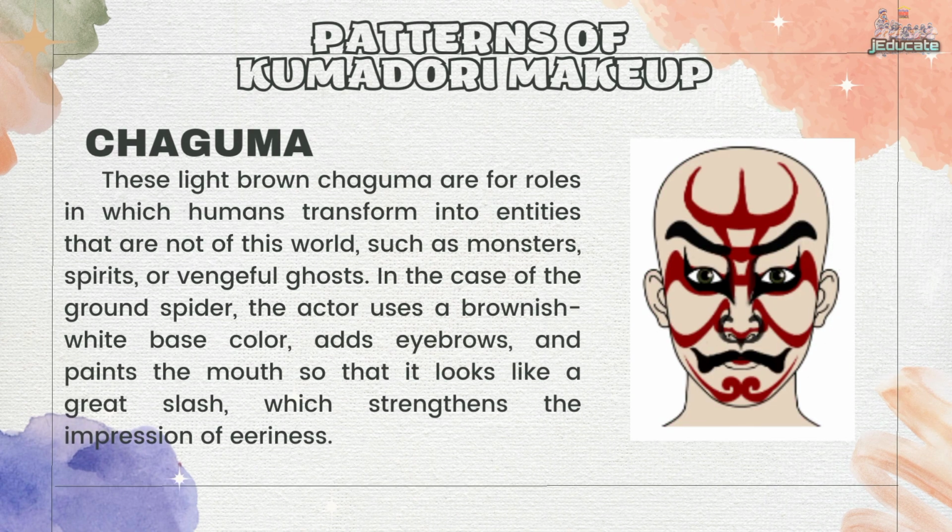Chaguma. These light brown chaguma are for roles in which humans transform into entities that are not of this world, such as monsters, spirits, or vengeful ghosts. In the case of the ground spider, the actor uses a brownish-white base color, adds eyebrows, and paints the mouth so that it looks like a great slash, which strengthens the impression of eeriness.